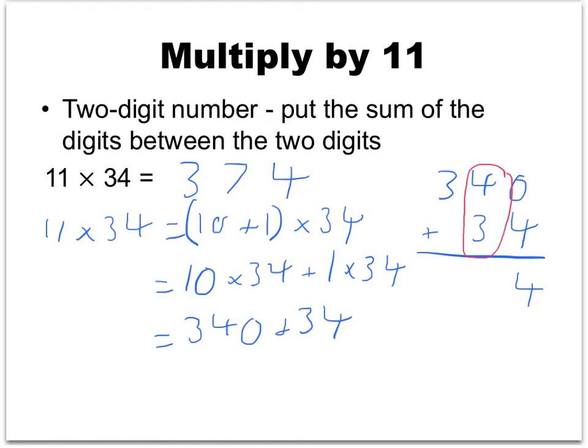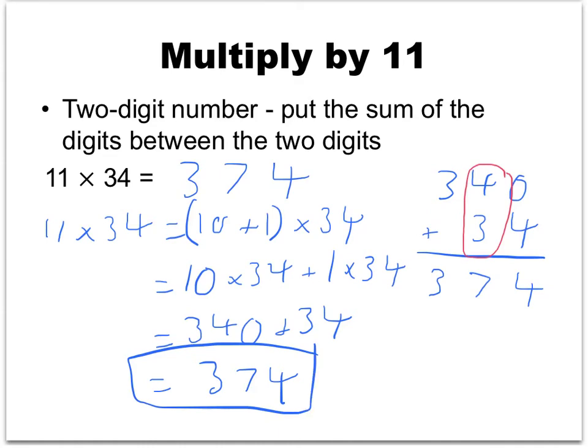which is the sum of the original digits. So 3 plus 4 is 7. And then lastly, I'm going to take the 3, which is the original first digit, plus the 0, which is there, and then we get 3. And so there's our answer, 374.